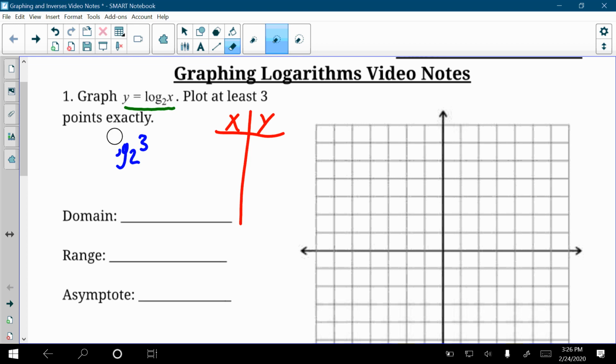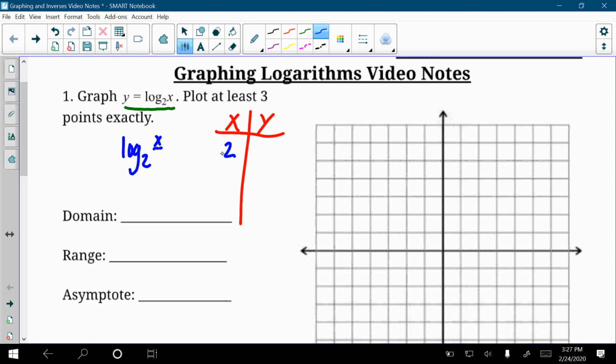So instead of just plugging in random numbers, you have to be very thoughtful about what you put in for x. You have to think, if I'm looking at log base 2 of something, what do I want to put in for x so that I'm actually able to answer that question using just my brain? First thing that comes to mind is put in 2 for x. What's log base 2 of 2? 2 to what power is 2? 2 to the first power is 2.